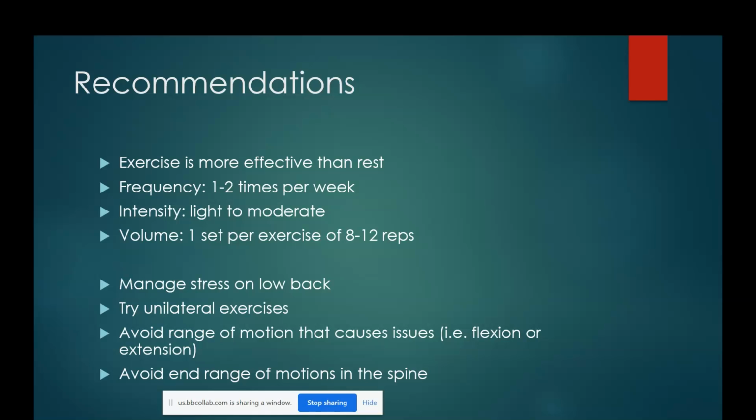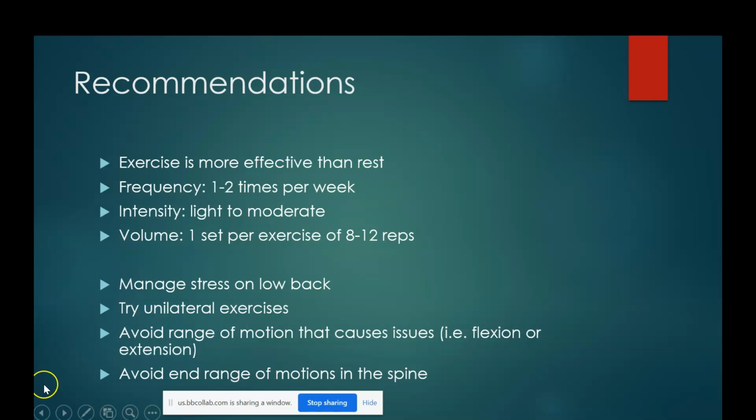First recommendation is that exercise is going to be more effective than just resting. Training frequency should be 1 to 2 times per week with light to moderate intensities, with 1 set per exercise for 8 to 12 reps. One thing a PT had told me that stuck with me is that if he's working with somebody that has low back pain, he would much rather have them come back a couple days later and say, "That was fine, I could have done a lot more," than providing them with too much training stimulus and having them be in a lot of pain the next day.